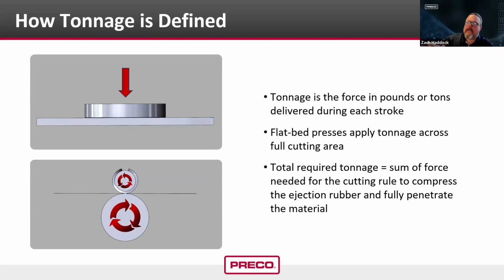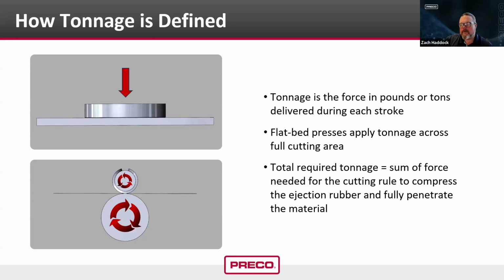So if you look at the upper image there, that is a depiction of basically a circular punch coming down on a flat press. And all of the force, all of that tonnage, is equally distributed across the entirety of that rule. So if you think about it in terms of cutting your Christmas cookies, you're pushing that cookie cutter through the entirety of the dough in one swift push.